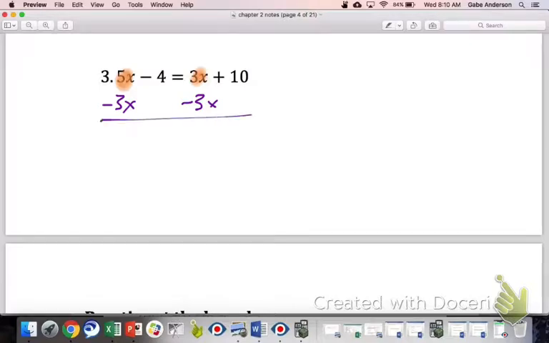By doing that, we've got, well, let me ask you guys, what is 5x minus 3x? 2x, okay, good job. Remembering that from last chapter. 2x minus 4 is equal to 10. And you see how now that we've done that, this looks just like the other ones we've done, right? There's addition, subtraction, and multiplication. We can undo those things.